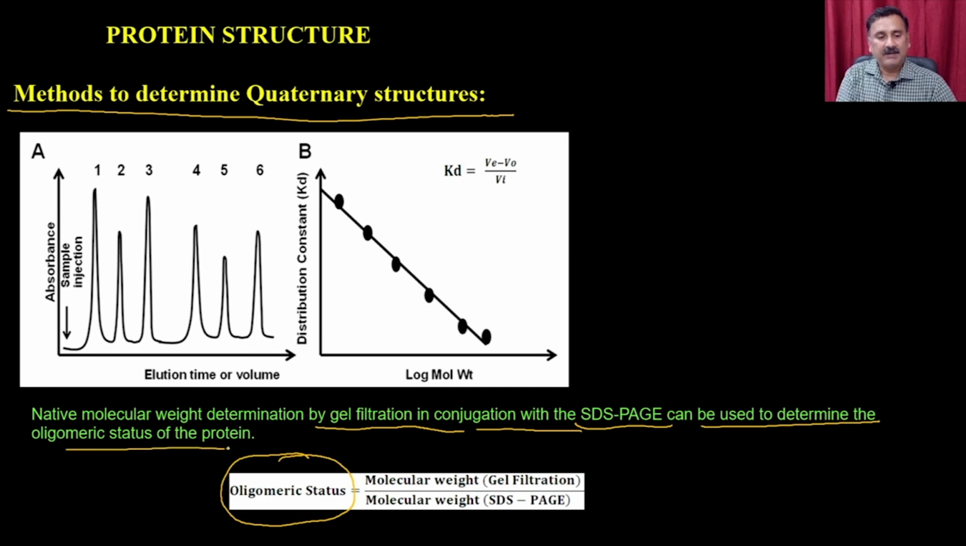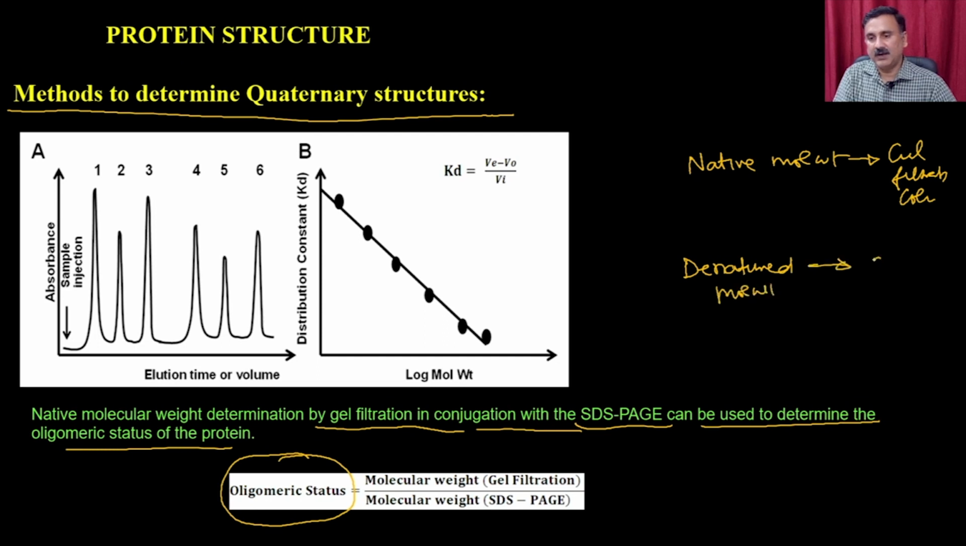When you do that, it is going to give you two molecular weights. It is going to give you a native molecular weight, which you get from the gel filtration column, and it is also going to give you the denatured molecular weight, which you get from the SDS-PAGE.